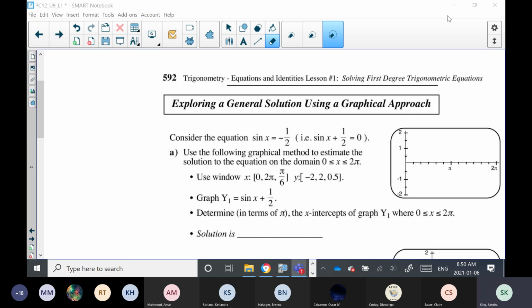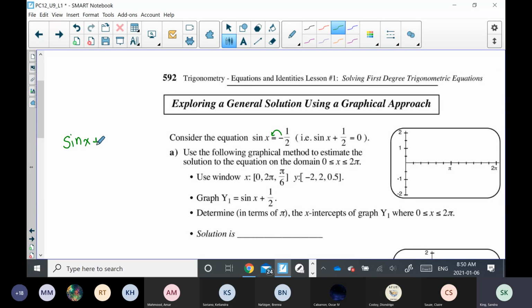Okay, what we are going to do, I'm going to show you 2 different methods on how we could solve this question, which we just did on the previous page, how we could solve this on our calculators. So one of the methods that we could do, I'm going to bring this -1/2 over to the left-hand side, and that would give me the sine of x plus 1/2 is equal to 0.